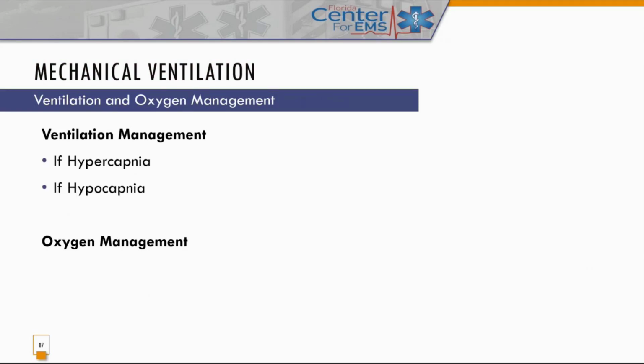So ventilation management: hypercapnia and hypocapnia are the highs and lows of the CO2. If they're hypercapnic, I've got to increase rate or increase volume. And if it's hypocapnic, I've got to do just the opposite of that.